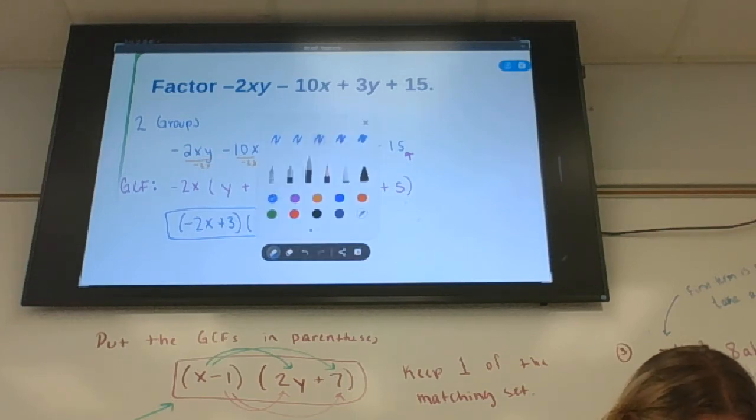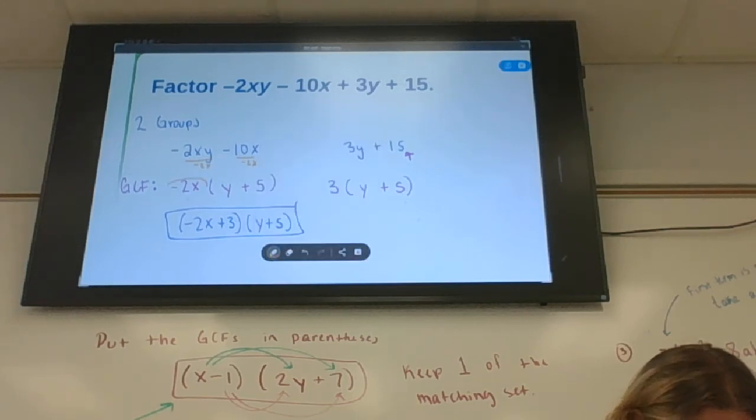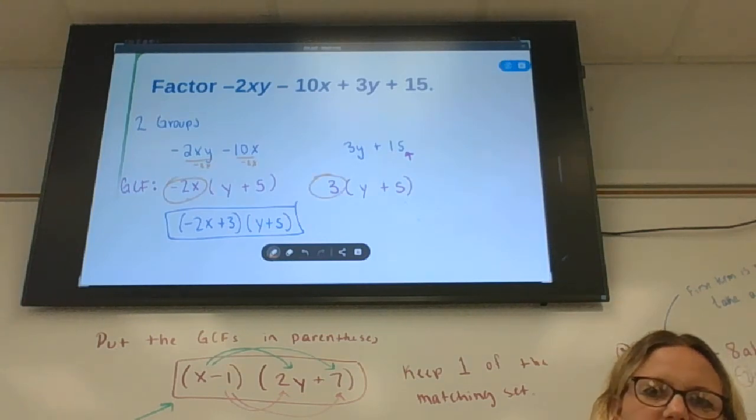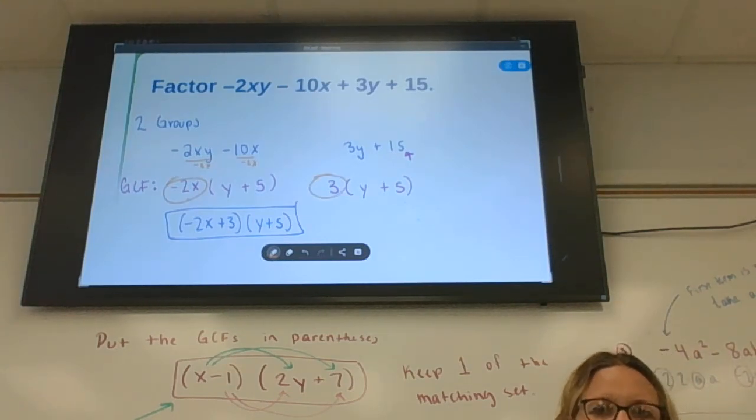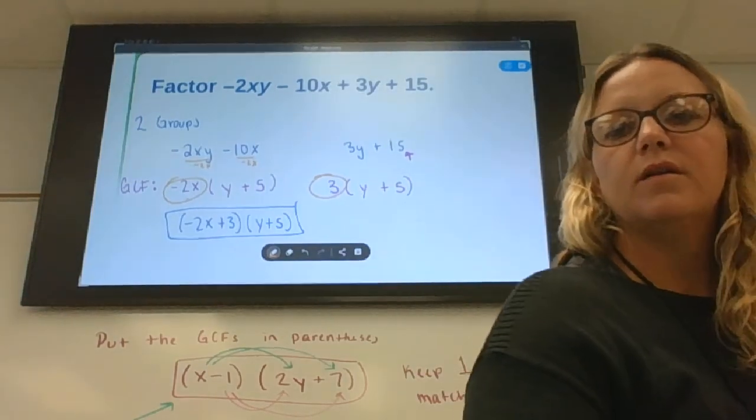How do you get negative 2x squared? It's this and this. Oh, okay. All right, I'll start your assignment.